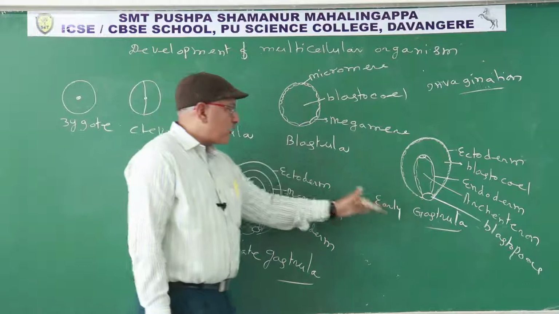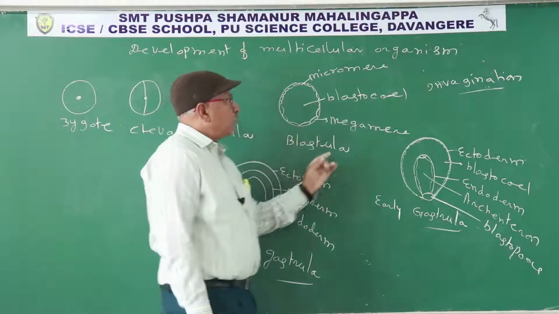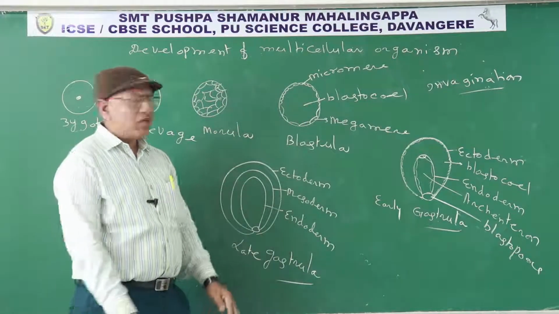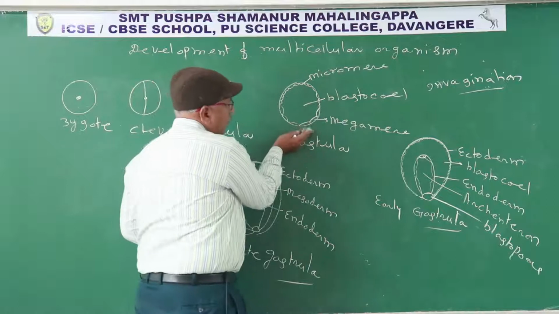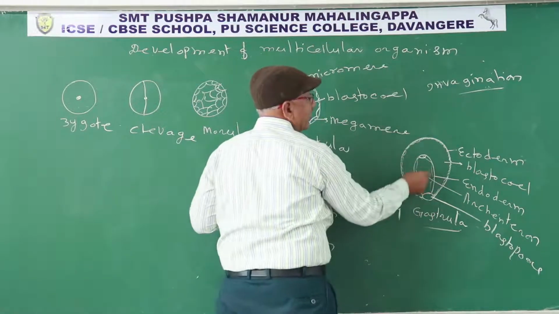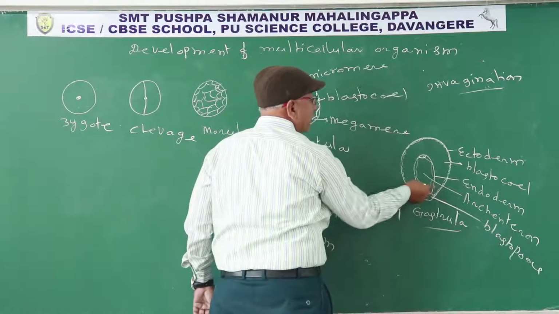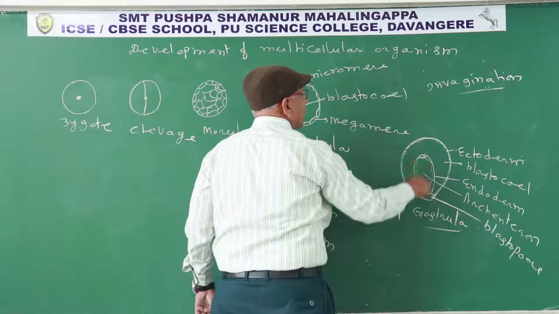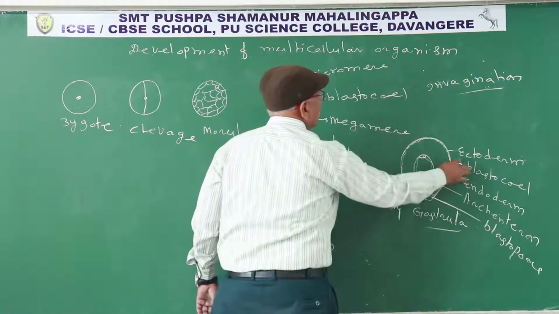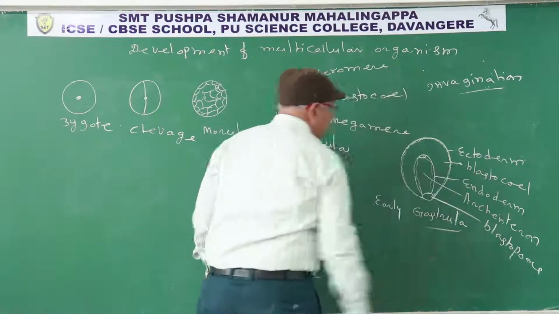Next one, blastula is converted into gastrula. How? Gastrula is formed due to invagination of megameres. What is invagination? Fold inwards. The megameres fold. Due to folding of megameres, another cavity is formed. That is archenteron. What is archenteron? The cavity surrounded by endoderm is known as archenteron. The cavity present between ectoderm and endoderm is known as blastocele.